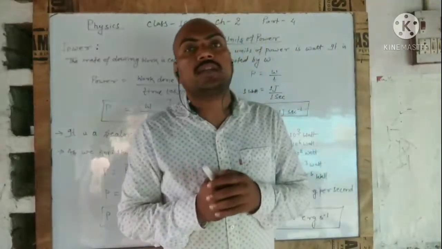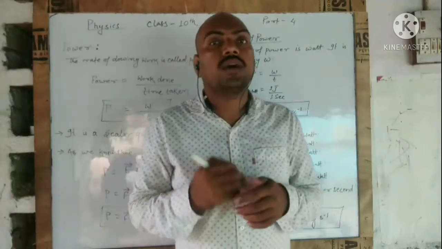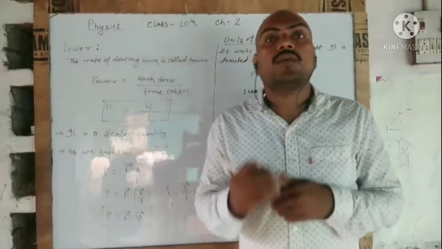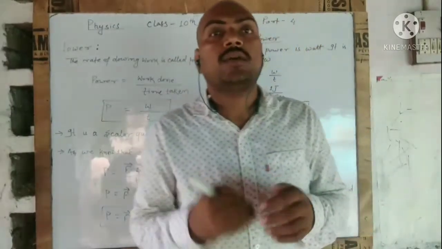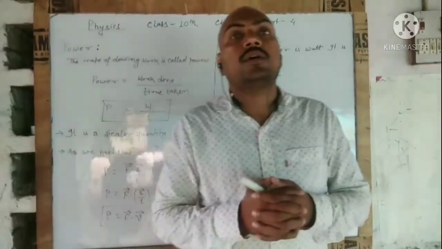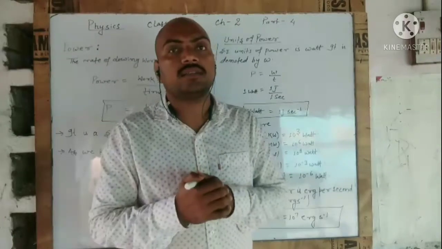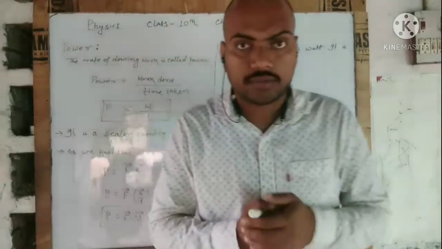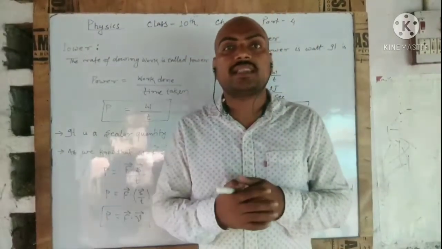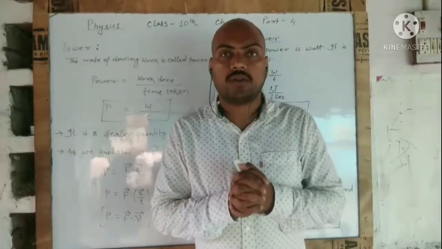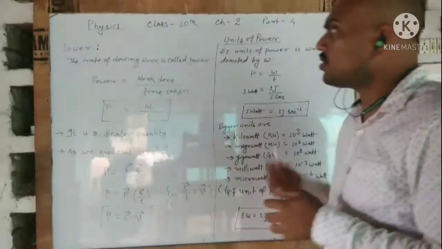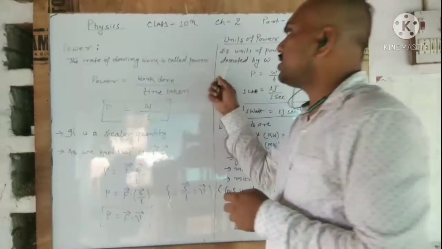Whatever be the work done by a source, by a person, or by a machine, whichever does it faster than anyone else has more power. Okay, so the rate of doing work is called power.